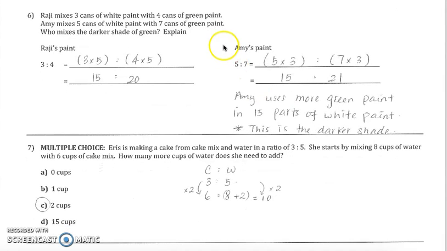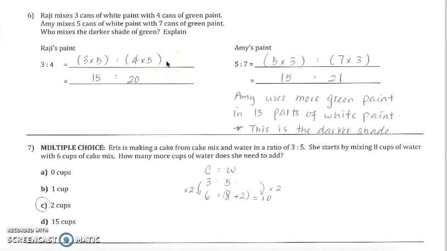Number 6. Raji mixes 3 cans of white paint with 4 cans of green paint. Amy mixes 5 cans of white with 7 cans of green. Who mixes the darker shade of green? So we need to find the amount of green paint in the same amount of white paint, and whoever has more green with the same white means that their paint is greener.